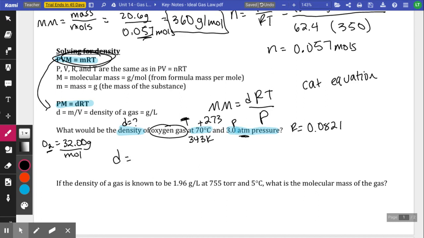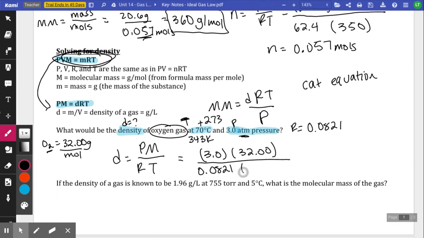So density is equal to pressure times our molar mass divided by RT. All right, so pressure is 3 times our molar mass, which is 32, divided by our R value, 0.0821, times our temperature, which is 343. So then plug it all into your equation.